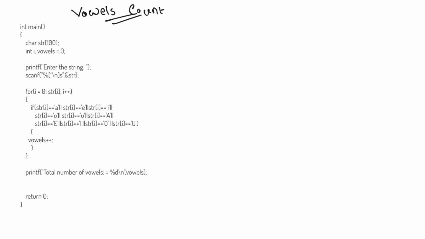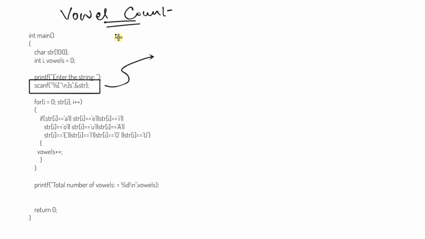Now str of 100 is the character array which we have declared, and we have two variables: i for the for loop, and vowels, the count of the vowels present in this string. We'll store the vowel count in this vowels variable. Initially it will be 0. If any vowel exists, it will get incremented, else it won't. Finally, if there are no vowels in the string, it will be printed as 0.